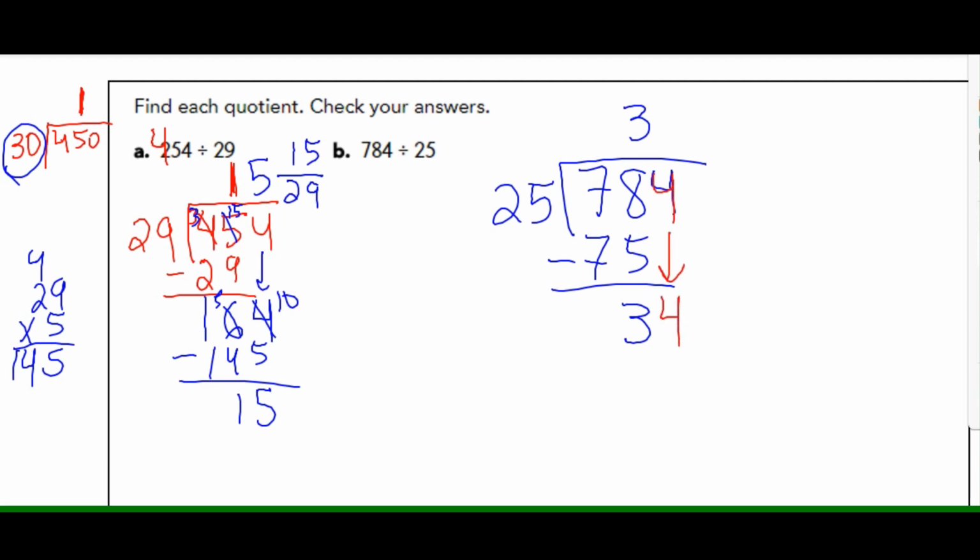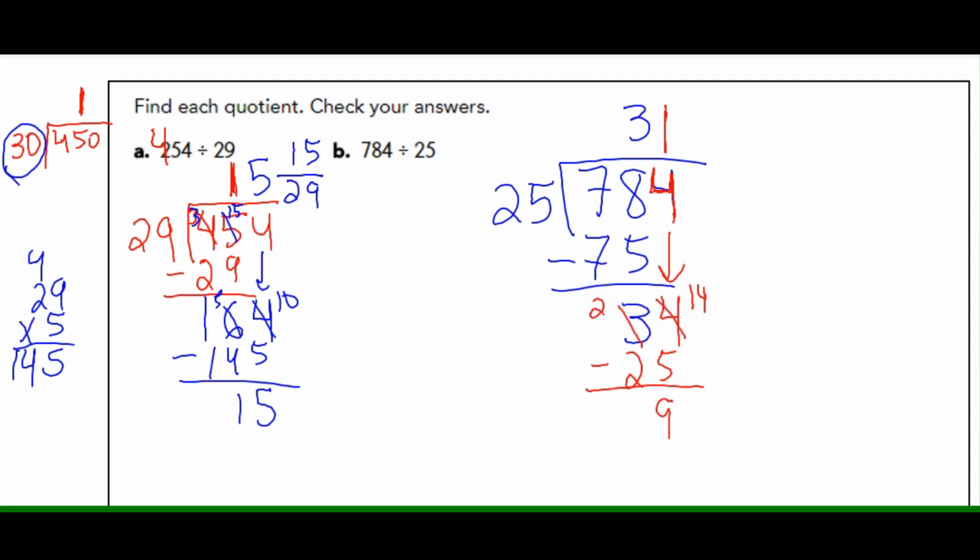And then I'm going to ask myself, how many times does 25 go into 34? And the answer is 1. So since I brought down the 4, I know that I need to put the 1 above the number that I just brought down, which is the 4. And 25 times 1 is 25. And then we will subtract. So we have to regroup.